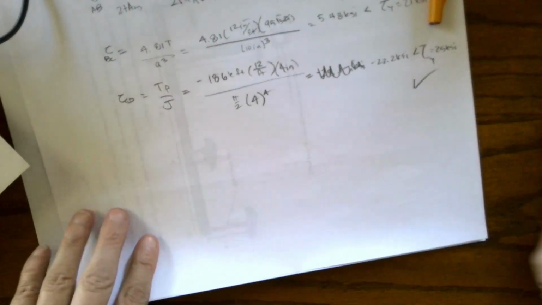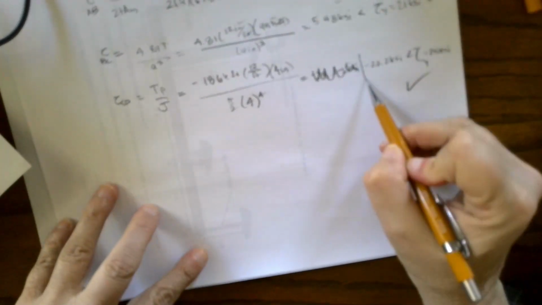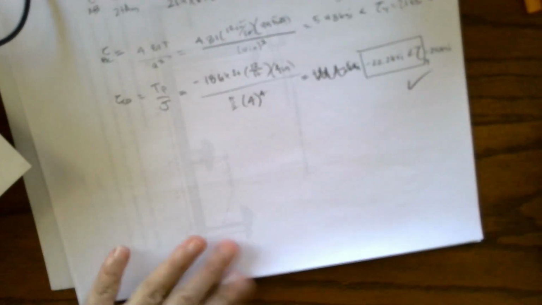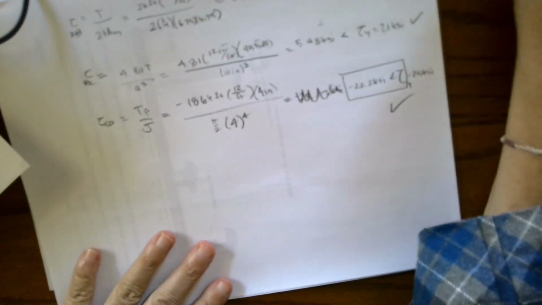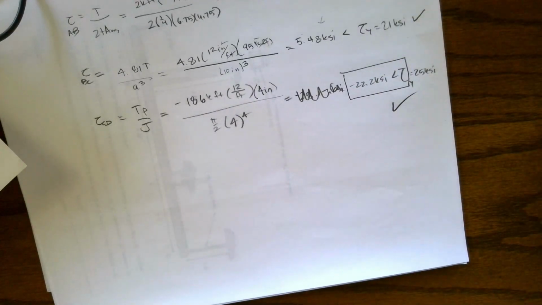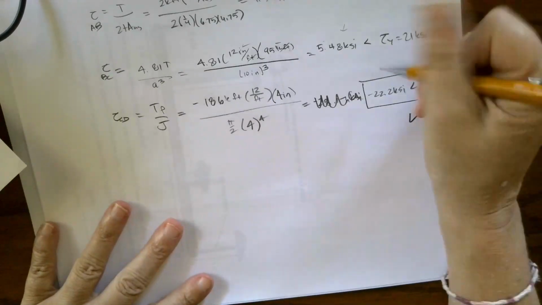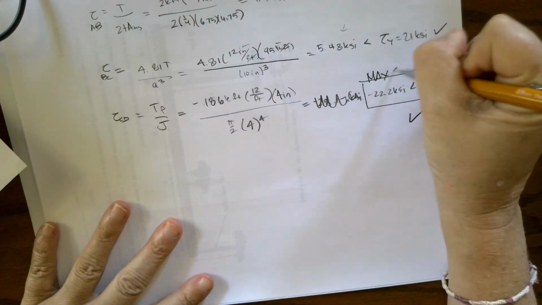Check. Awesome. Okay. So where is my maximum stress? This would be the maximum stress. This time I'm wanting the largest number because I want to know what is the maximum stress in my system. This is by far the maximum stress.